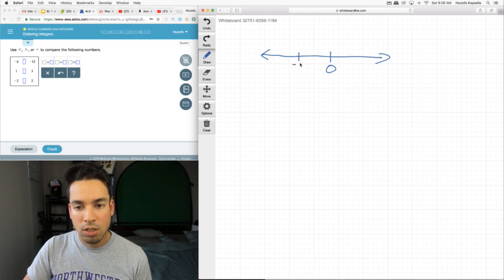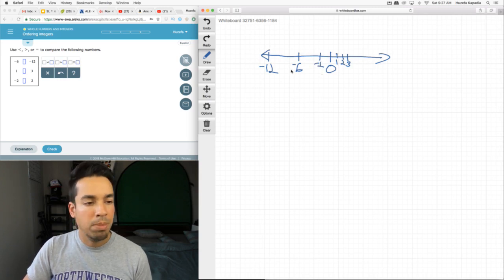-6 would be 6 away from 0. Okay, -12 would be 12 away from 0, but farther to the left, right? The negatives extend in this direction, just like the positives extend upwards in this direction. Maybe we'd have our 1 value right here, we'd have 3 right here, maybe 2 right here, right? And then that -2 value would be somewhere around here.